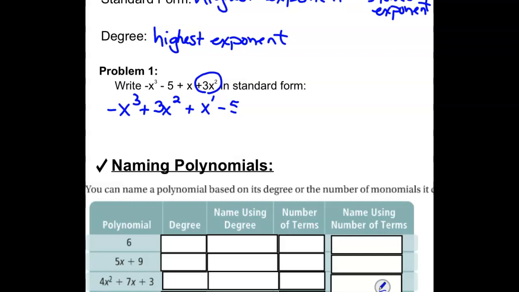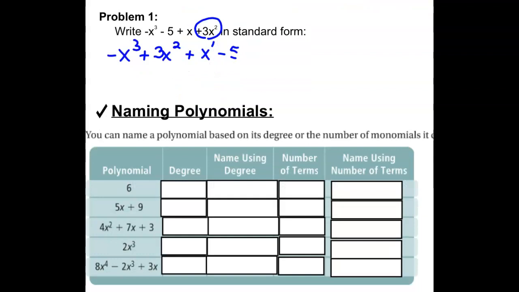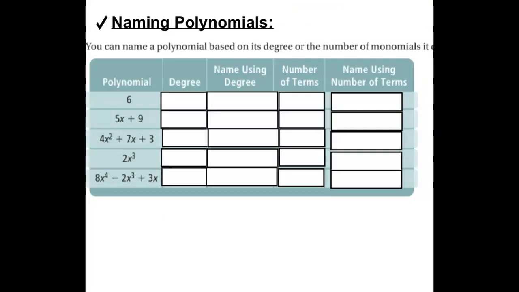Okay? All right, so we're going to look at naming polynomials. I gave you an example of the first one when we called it a monomial, right? A single term. We can name them in two different ways. We can name them based on their degree, and we can name them based on how many terms they have. Okay? Typically, when you're asked to classify a polynomial, they're looking for both.